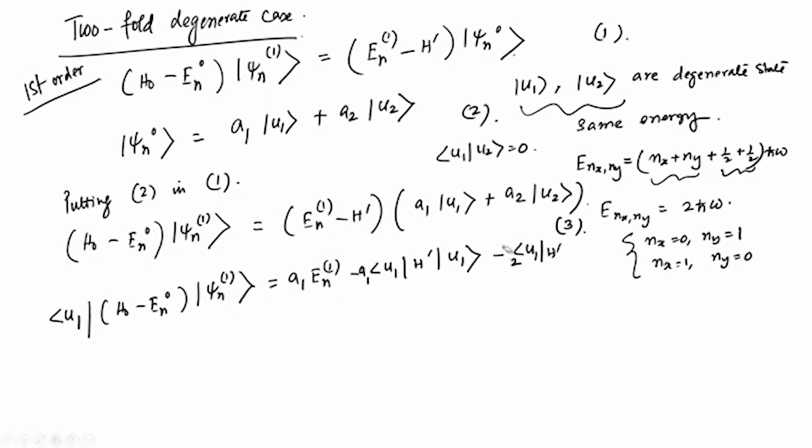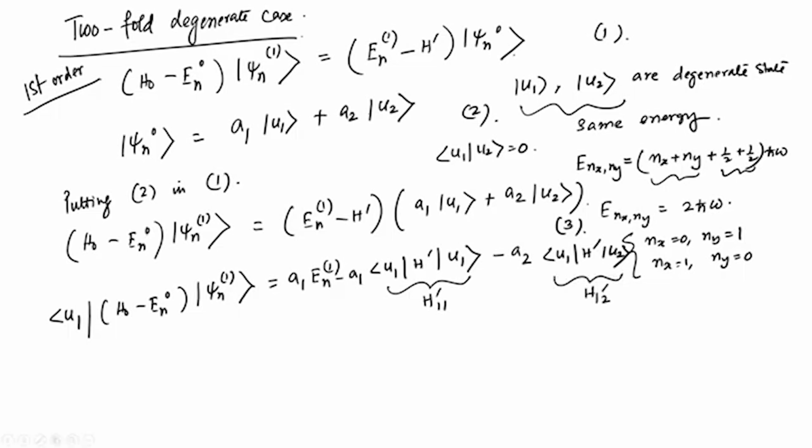I hope these do not look confusing. So, let me write it again. So, this is actually a1 a1, a2, and then you have u1 H prime u2. Okay. All right. So, now calling these H prime 1 1, because that is a matrix element between these states, the unperturbed degenerate states. This is H prime 1 2.